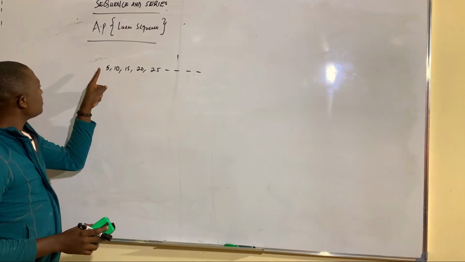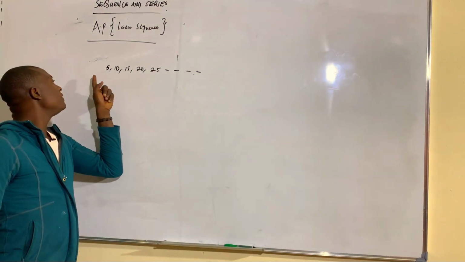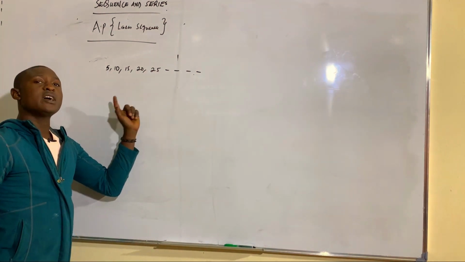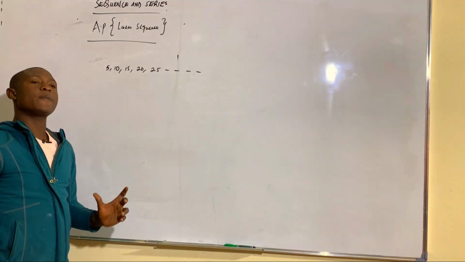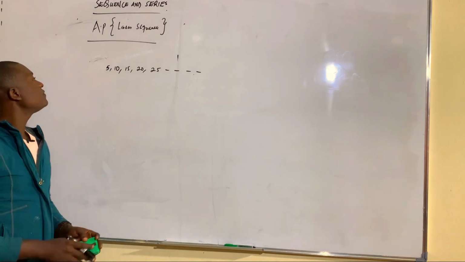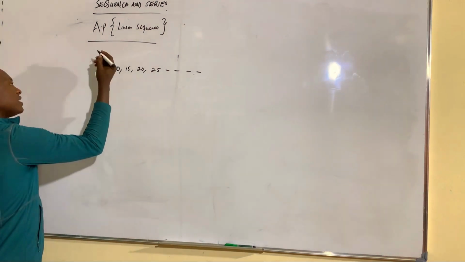If you look at all these numbers, do they have the same difference? That's the first thing we are going to check. If they have the same difference, then we can call it arithmetic progression. For example, let's look at them term by term.